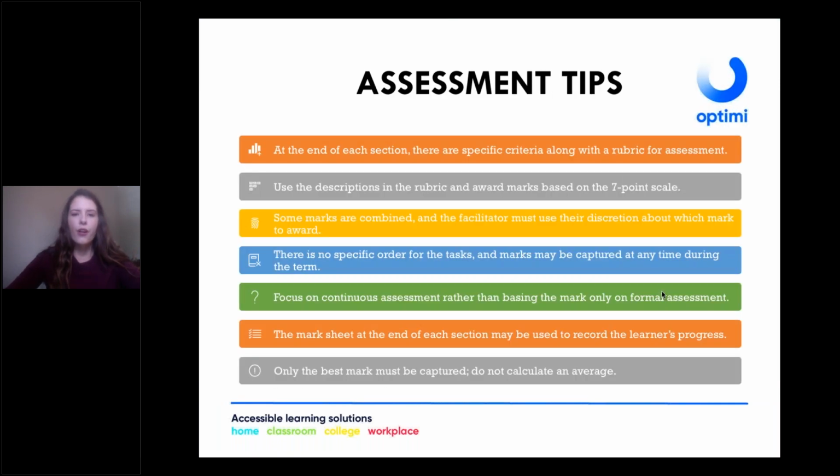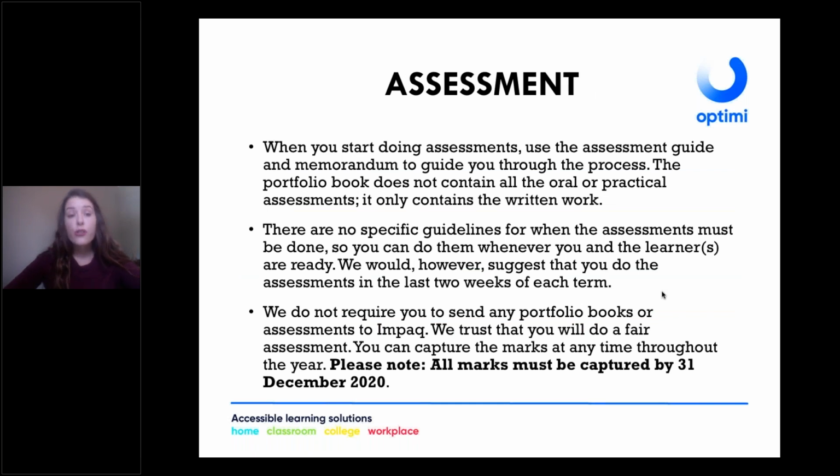Okay, so when you start doing assessments, use the assessment guide and memorandum to guide you through the process. When you have seen the memorandum before you start the assessment with the child, you will have a good idea of what exactly the child needs to be able to do. This is also quite important in the case where your child needs assistance and asks a question, then you are able to clearly answer the child because you know what is expected. So I would really motivate you to go through the memorandum as a guideline and conceptualize exactly what is expected from the child beforehand.